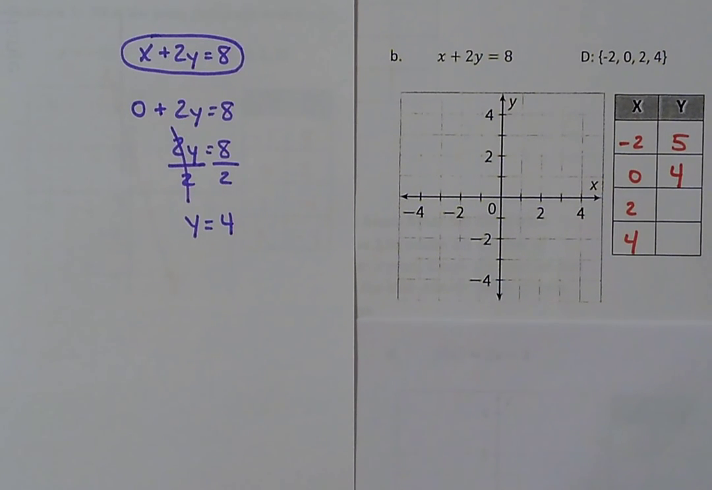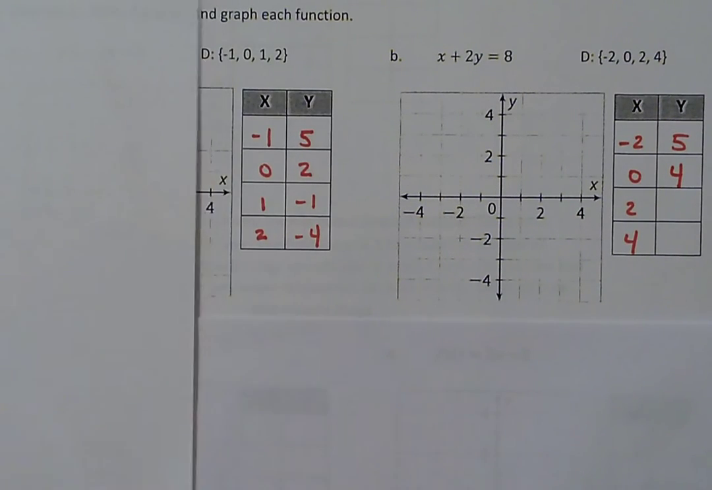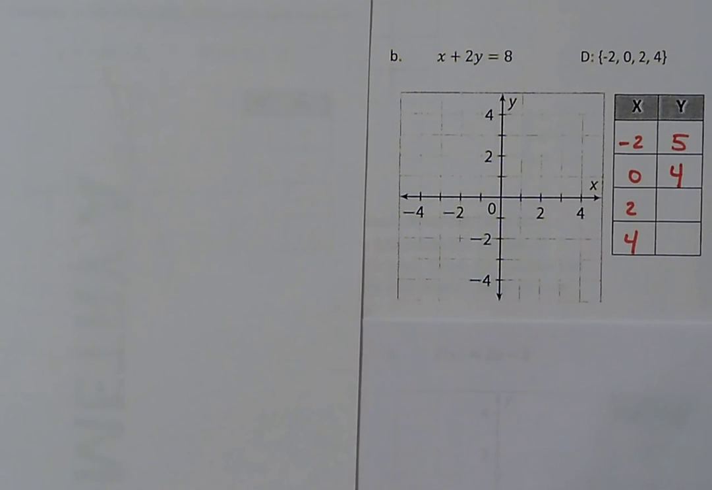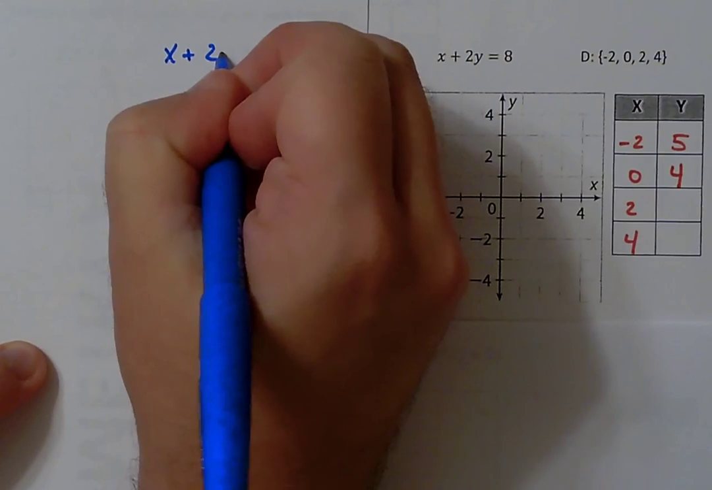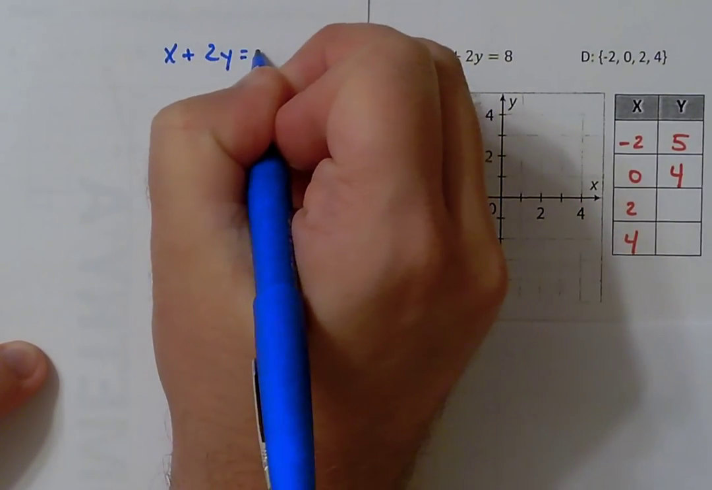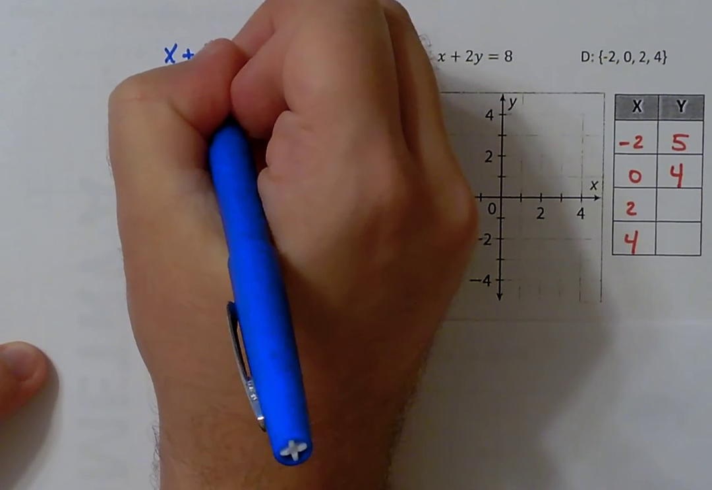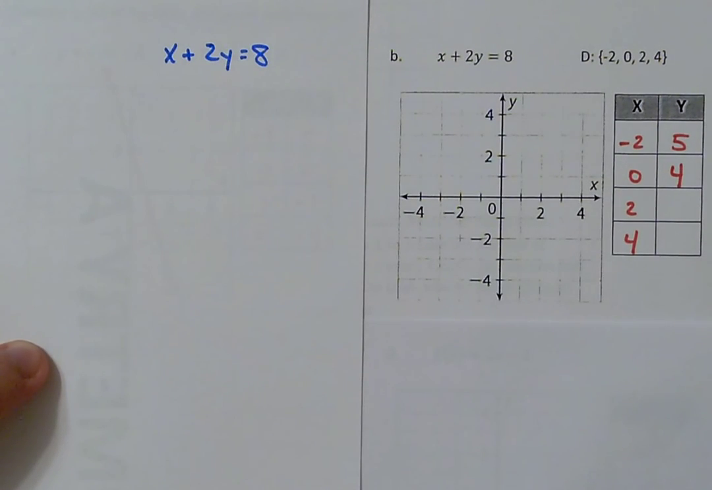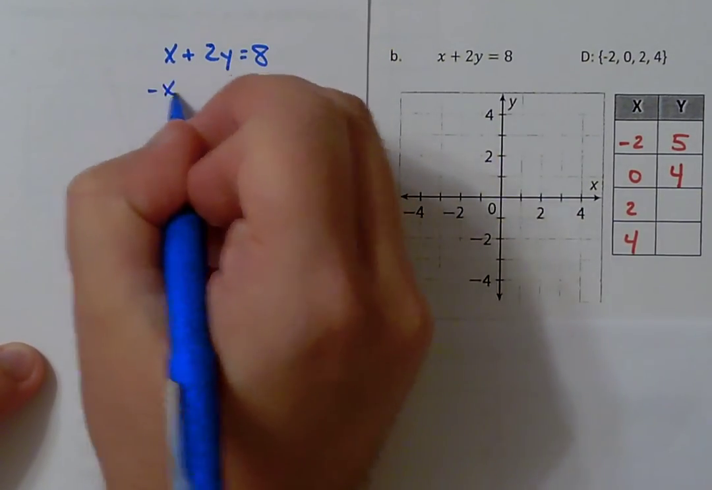The other way that I've alluded to is solving this equation for y first, and then you can plug values in. So let's take a look at doing that. If we start with x plus 2y equals 8, to solve for y, think back to section 2.3 when we solved for a variable. Okay, I need to move this x over here.